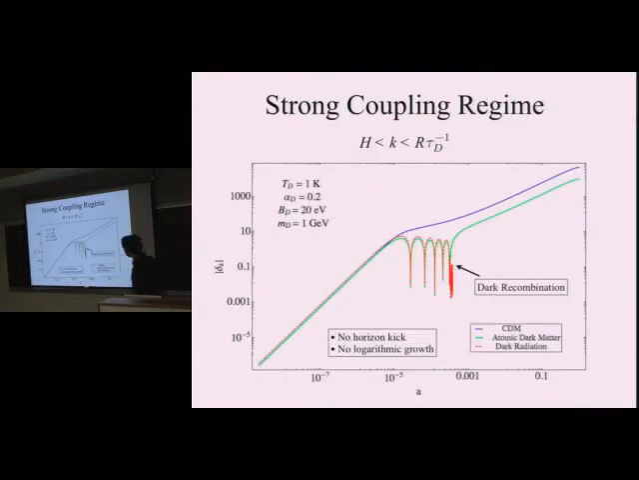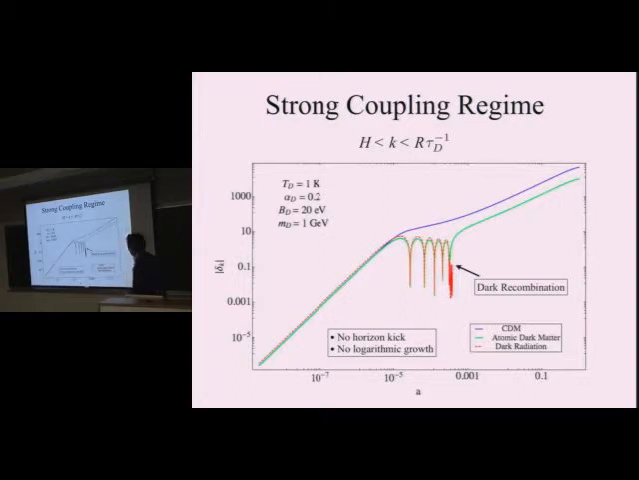Now, here's a specific example of what I'm talking about. In the strong coupling regime, the momentum transfer rate is larger than the Hubble rate and the frequency of the photons. They enter the horizon and start oscillating with the photons. The green line is the dark matter, and the red is the dark radiation, which just follow each other until dark recombination, where the photons move away and dark matter can start growing, just like cold dark matter, but from a reduced amplitude.